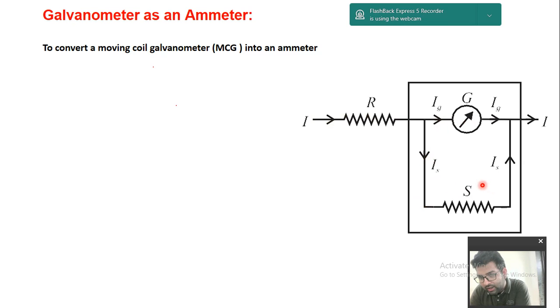So if the resistance of this path, that is the shunt resistance, is least, then most of the current will flow through this, and a very small amount of current will flow through the galvanometer. Okay, this thing is clear. So the value of the shunt resistance, when the galvanometer acts as an ammeter, is least. Since it is least, the maximum amount of current will flow through the shunt resistance, and a very small amount of current will flow through the galvanometer. Up to this it is clear?